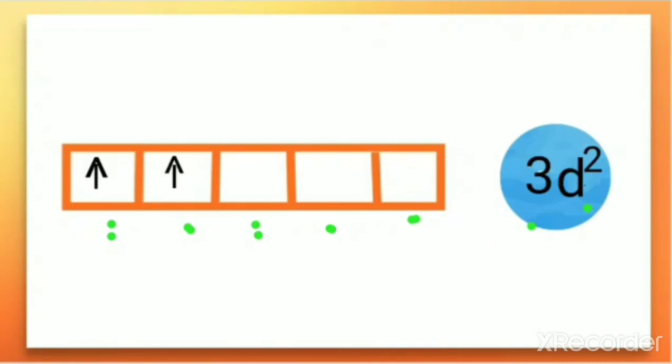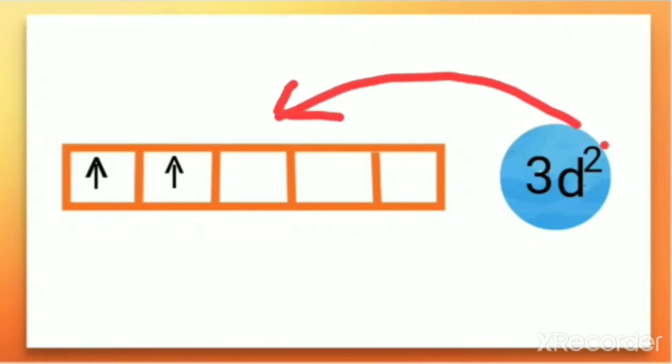Here the number of electrons shown is 2. You can see the 2 on the power of d, so there are 2 electrons. These 2 electrons are in different orbitals, and both arrows are in the upward direction. So it shows that both electrons are in the clockwise spin.